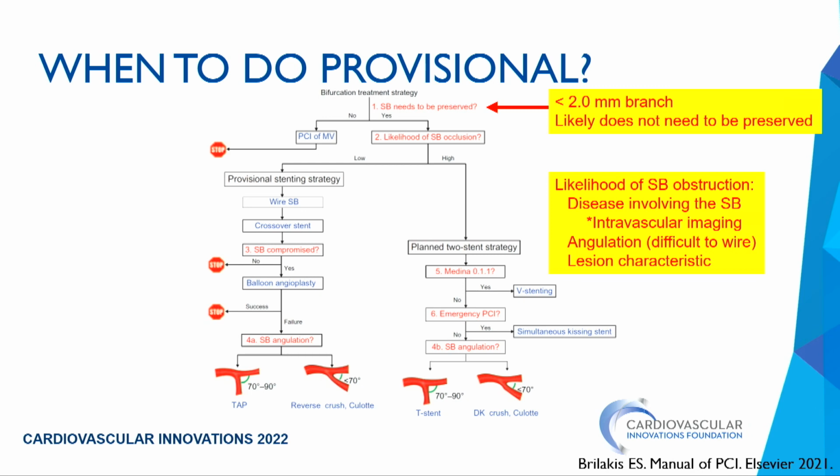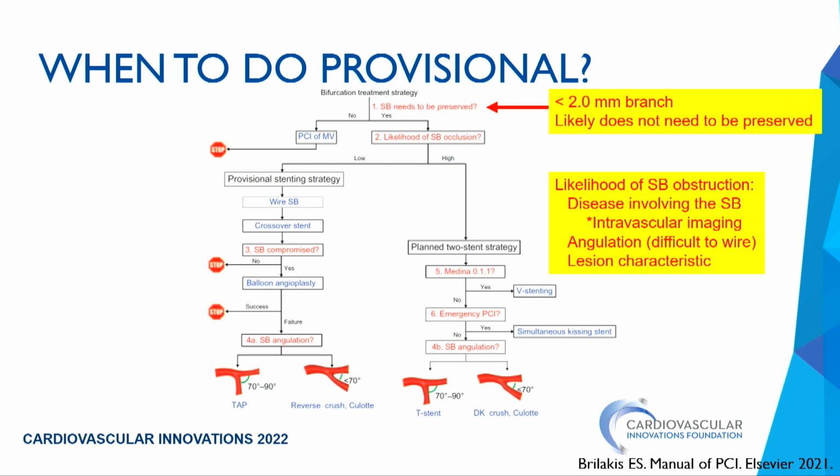You can evaluate that by angiographic appearance. Is there disease involving the side branch? Intravascular imaging can be very helpful to evaluate the amount of plaque burden in the side branch. Consider angulation of the side branch, whether it would be difficult to wire the side branch up front, or particularly afterwards if you run into problems of side branch obstruction. And lesion characteristics: is there calcification of the main vessel, is there thrombus? So let's say you decide to go down the route of a provisional stenting strategy, and you don't think you need an upfront bifurcation strategy, then we'll go down the path of provisional.